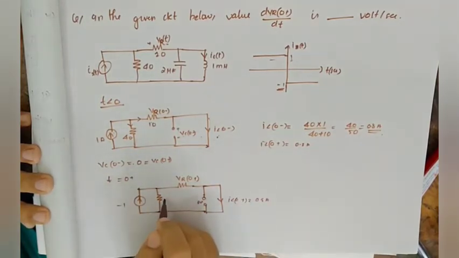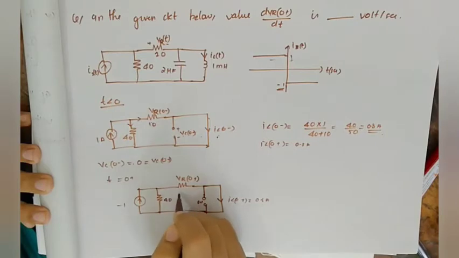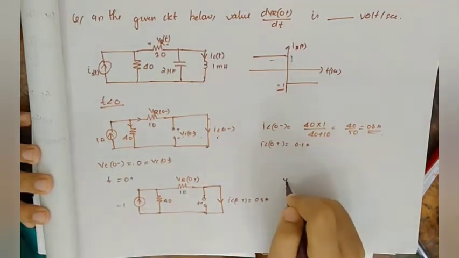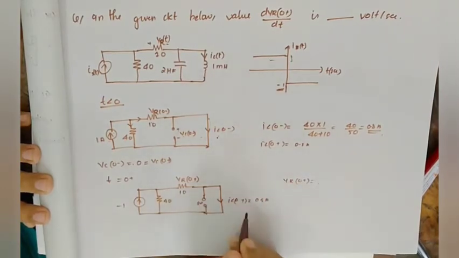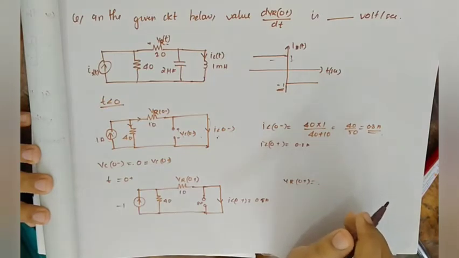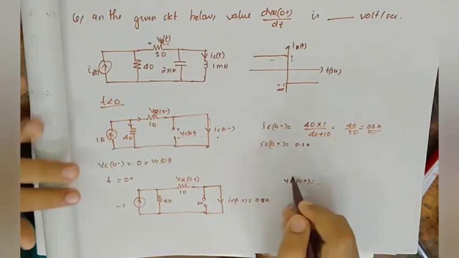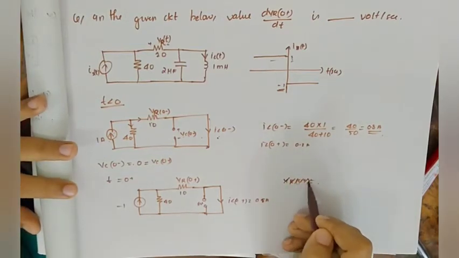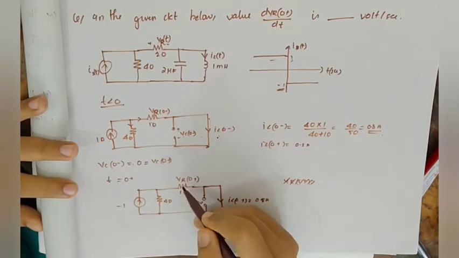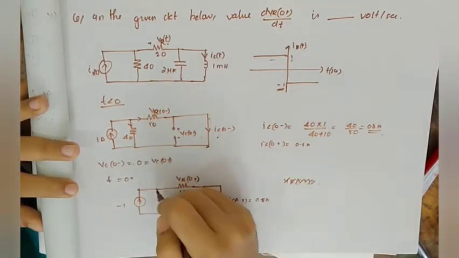So this is 40 and this is 10. Okay, so VR of 0 plus will be equal to the current into the voltage across it. We have to find out the current and voltage across our resistor.